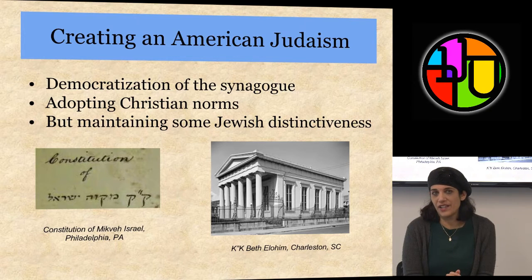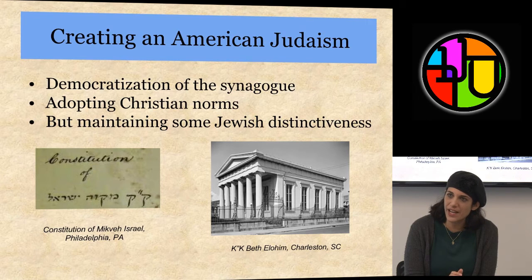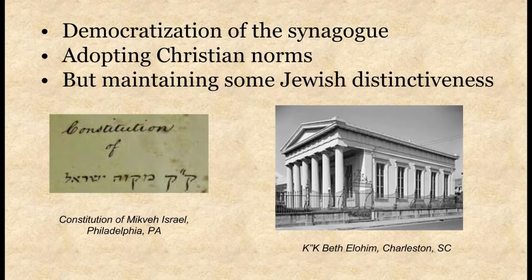They built synagogues that looked like churches. You can see here that's Beth Elohim in Charleston. Did you see Beth Elohim when you were there? That's actually one of the oldest synagogue buildings in the country. It might even be the oldest synagogue building in the country. I don't remember. That's still standing. It's one of the older ones.